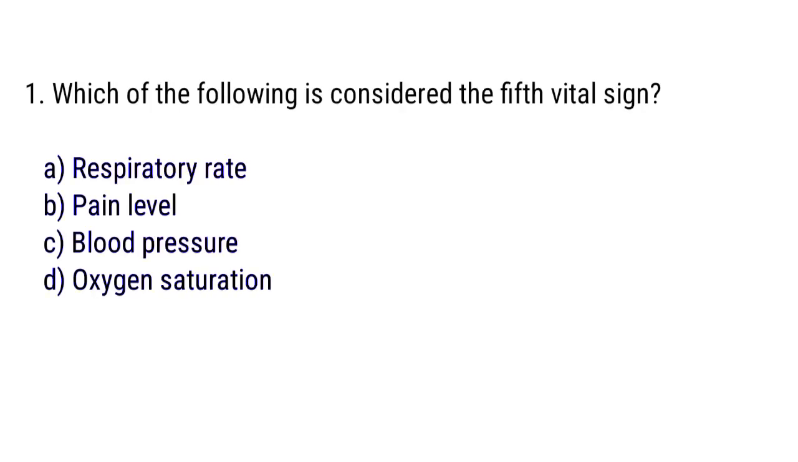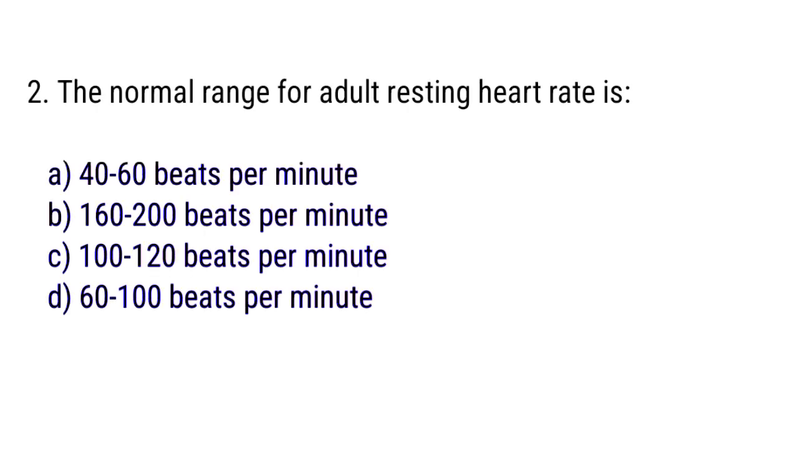Question number 1. Which of the following is considered the fifth vital sign? The right answer is option B, pain level. Question number 2. The normal range for adult resting heart rate is. The right answer is option D, 60 to 100 beats per minute.